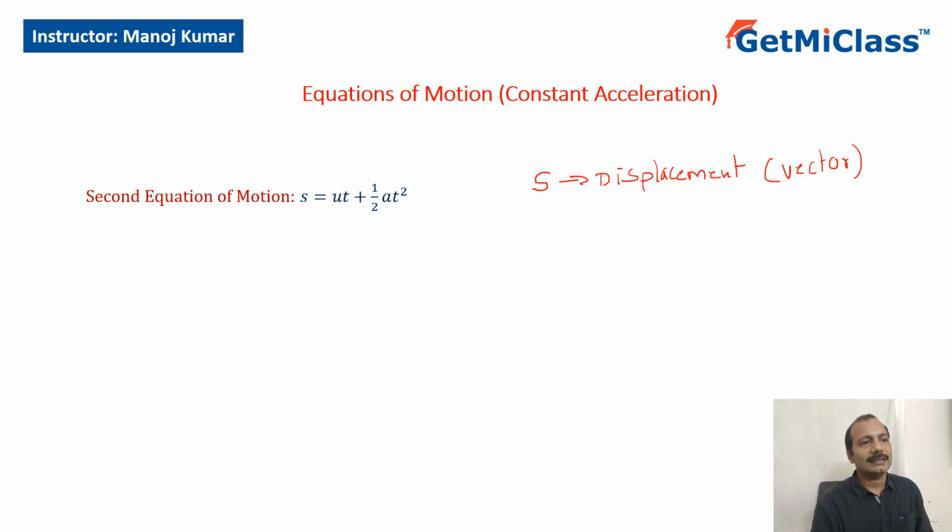Now let's see some simpler ways of applying this equation. If a body starts from rest, initial velocity would be equal to 0. In that case, I can write S equal to half at square. Since acceleration is constant, S is proportional to the square of the time. So if the body starts from rest, displacement of the body is proportional to the square of the time. Let's take an example to see how this simplifies our calculations.